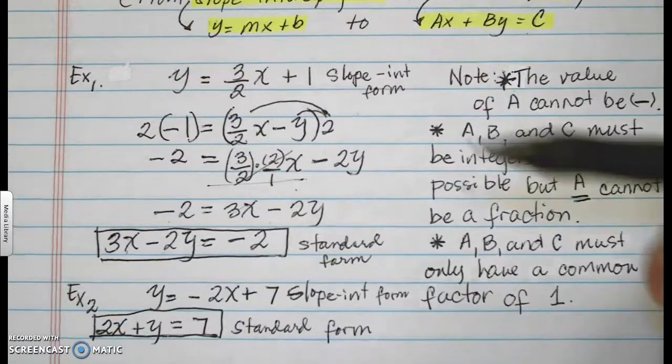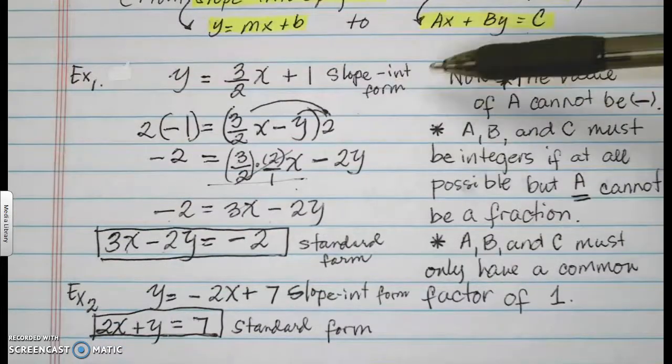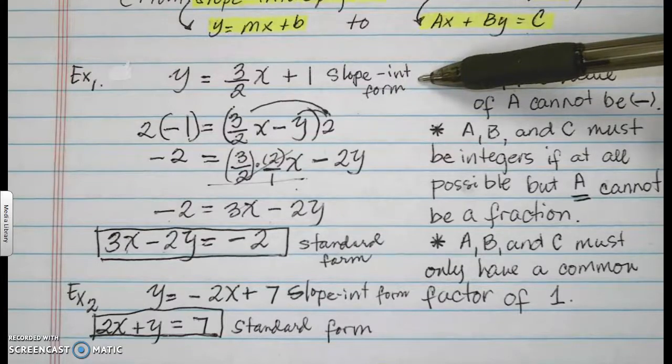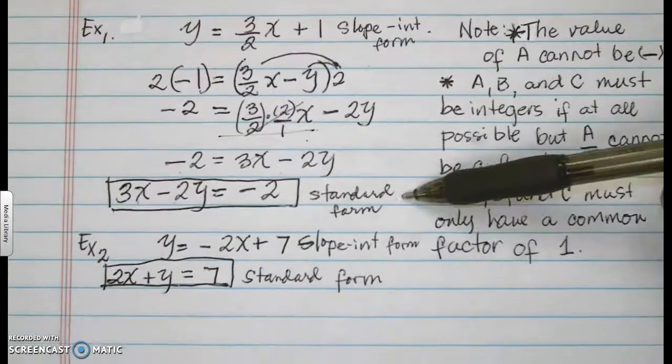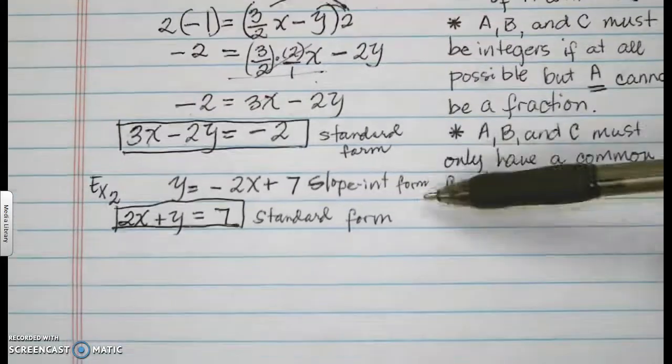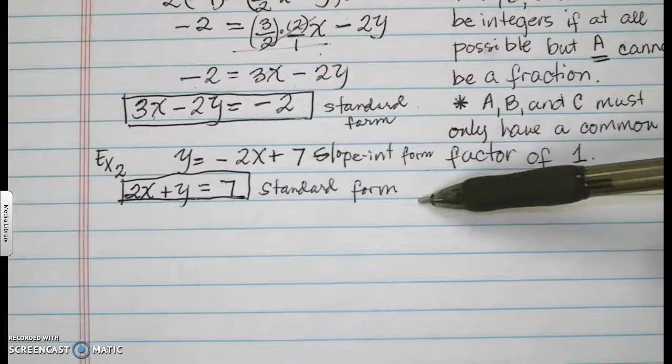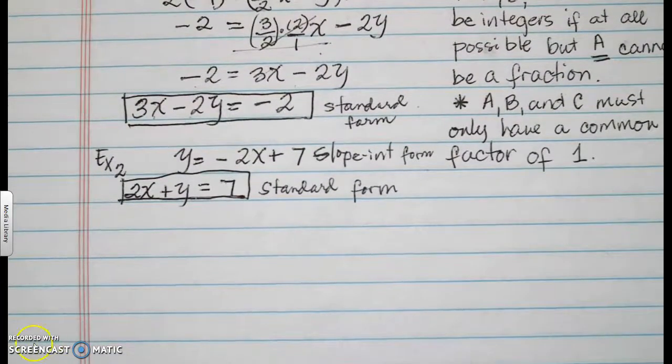Okay, I just want everything labeled, guys. Please make sure that this is labeled as your slope intercept form, and this is labeled as your standard form. My given here is the slope intercept form, and that is the standard form.